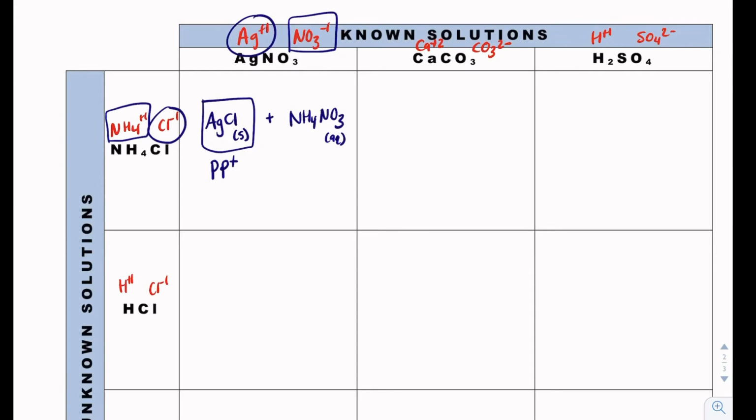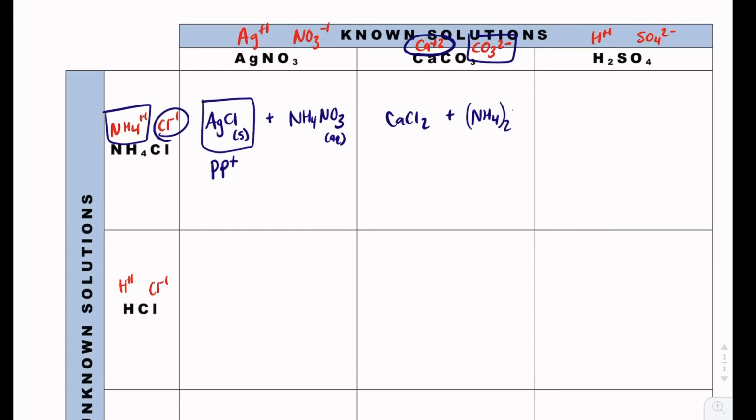Now, let's cross ammonium chloride with calcium carbonate. So calcium is going to hang out with chloride, and we're going to get CaCl2. We'll figure out the solubility of that here in a minute. Carbonate's going to hang out with ammonium, and we're going to get ammonium, NH4, we need 2 of those, carbonate. We need to figure out the solubility, or the states of matter, of these. Calcium chloride, go ahead, figure that out from your solubility rules. And ammonium carbonate, figure that out. When you figure those out, they're both going to be aqueous. And so this is going to be no reaction.